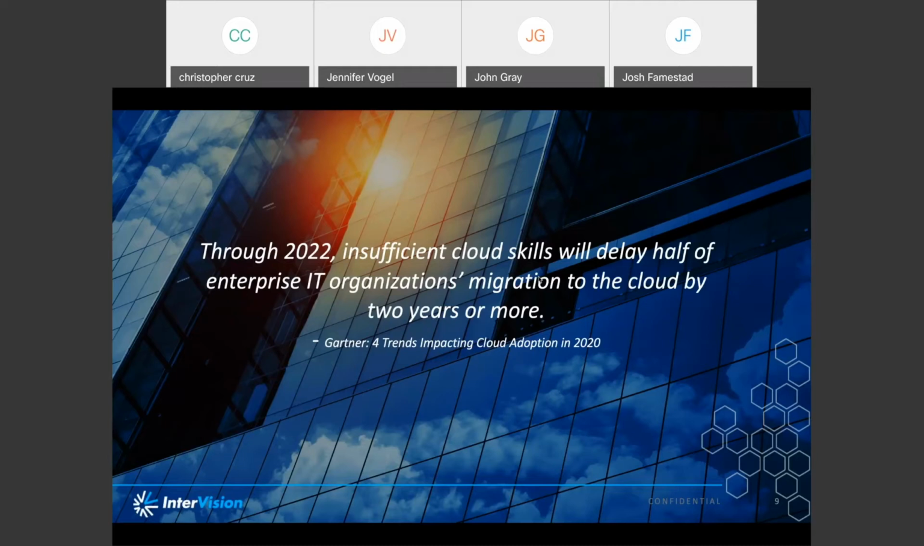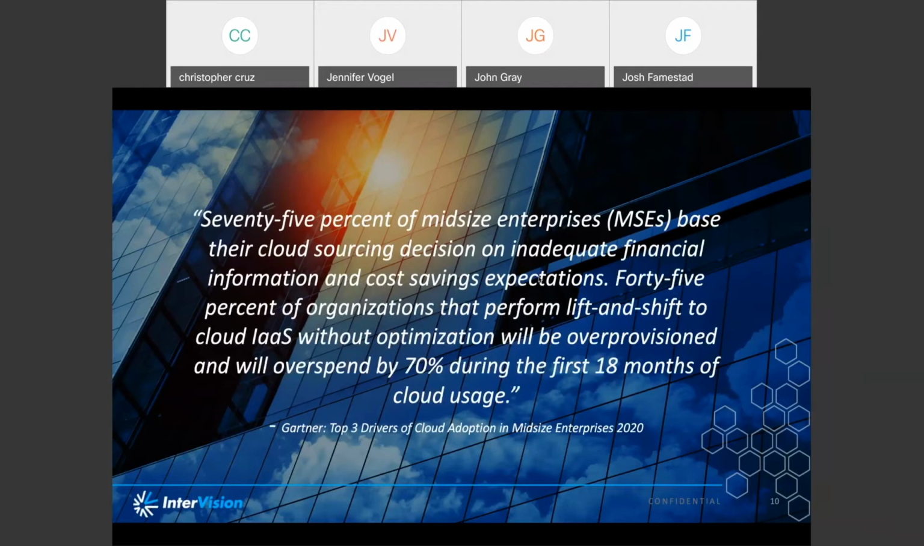And then another area where Gartner has given us information is that 75% of the enterprises are seeing really massive overruns in cost. So overspending by 70% in the first 18 months of cloud usage. So that's obviously going to be very poorly received within a company, right? So the ability to overcome that is really significant and really important to getting cloud migration projects moving quickly.